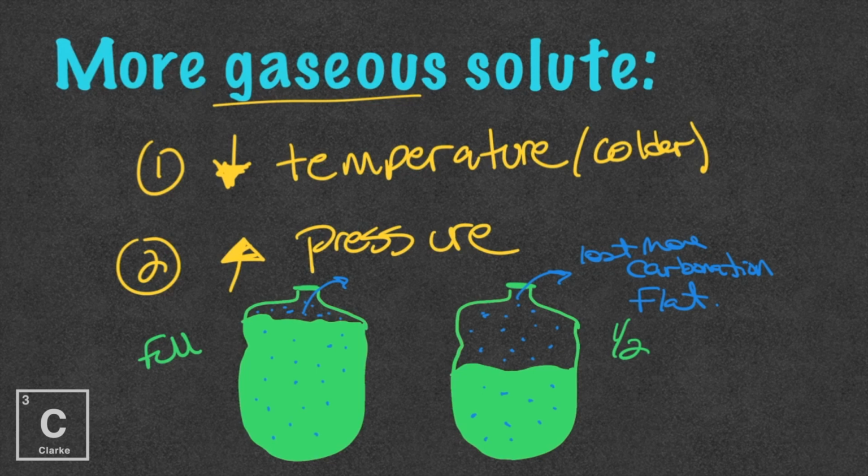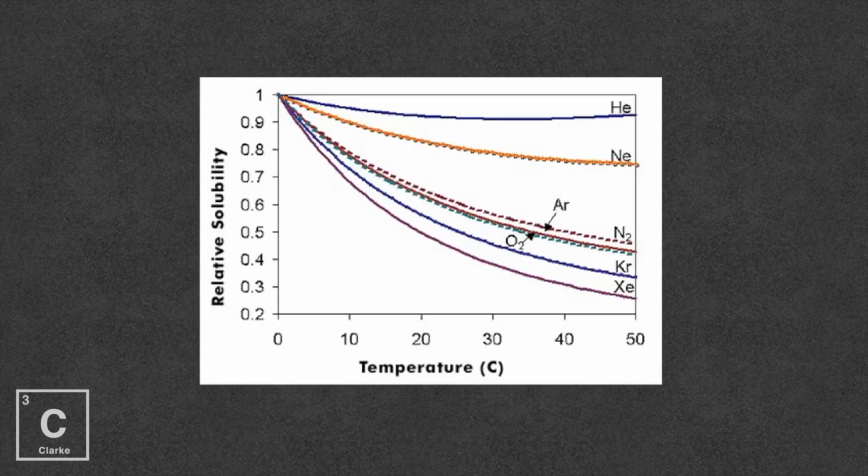And this is why it's losing the carbonation, because the pressure has decreased. In this first example here, the full one, there's more pressure; here, less pressure. Less pressure causes these gas particles to come out. So two ways to have the most gaseous solute in solution: decrease the temperature, slow those particles down; increase the pressure, keep those particles pressed down into solution. And here's a graph to show that.